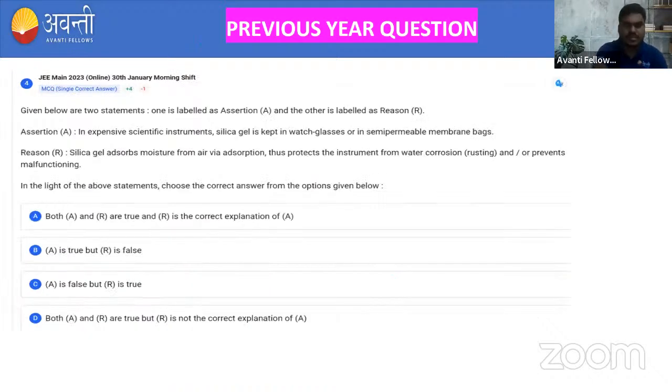Sure. Now, given below are two statements. One is labelled as assertion A, and other is labelled as reason R. So what is the assertion? In expensive scientific instruments, silica gel is kept in watch glass or in semi-permeable membrane bag. Reason: silica gel absorbs moisture from air via adsorption, thus protects the instrument from water, corrosion, rusting, or prevents malfunction. So in the light of the above two statements, choose the correct option. So you have to identify the correct option for this. करो identify फटाफट correct option.